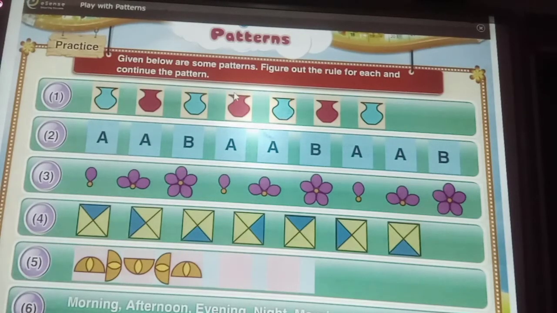In the fifth pattern, one horizontal and one vertical block of design is given. This pattern is then repeated. Thus, we will complete this pattern in the same manner. In the sixth pattern, we have morning, afternoon, evening, night. Morning then will be followed by afternoon, evening and night.